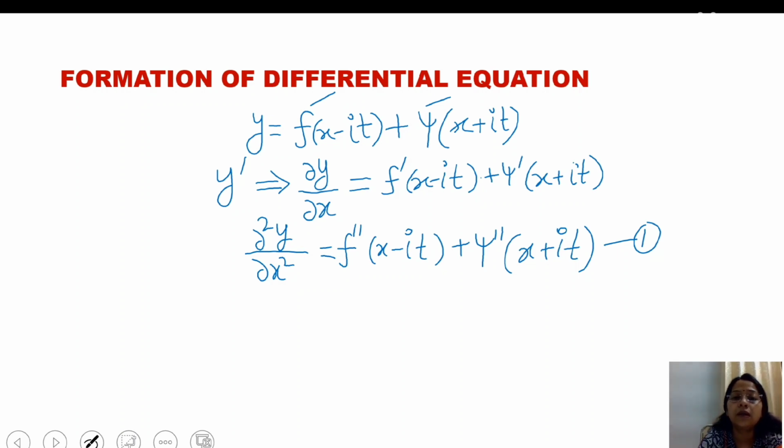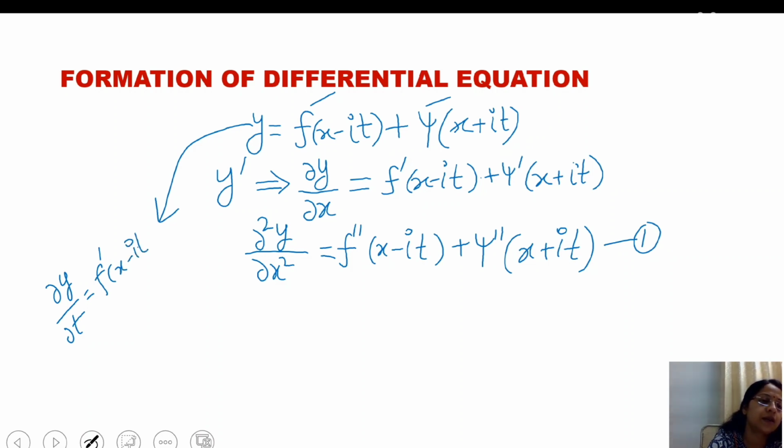Now, differentiating this y partially with respect to t, I am getting del y over del t as f dash (x minus iota t) into minus iota, plus psi dash (x plus iota t) into plus iota.